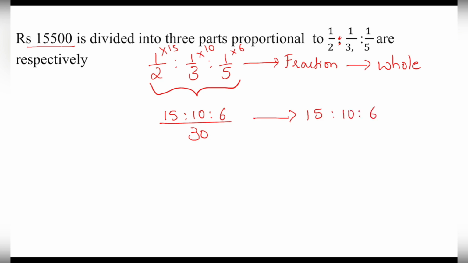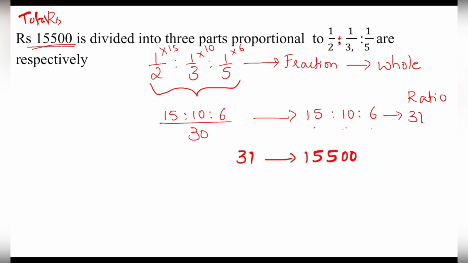So, the money is now divided in the ratio 15 is to 10 is to 6. This will be easy for us to solve. Now, 15 plus 10 plus 6 is 31. In ratio, if we add, it is 31 parts. Total rupees is 15,500. So, total ratio is 31. I can directly say that the total ratio is equal to the total amount. This amount itself is divided into these ratios.